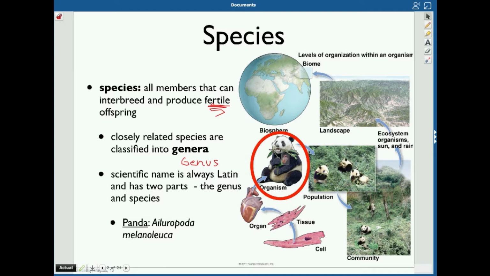So for the panda, for example, it's Ailuropoda melanoleuca. Some important things about it: it's always in italics. So if you're writing it by hand, you'll want to underline. The genus is the first one, and that is always capital. And the species is the second word, and that is always lowercase.